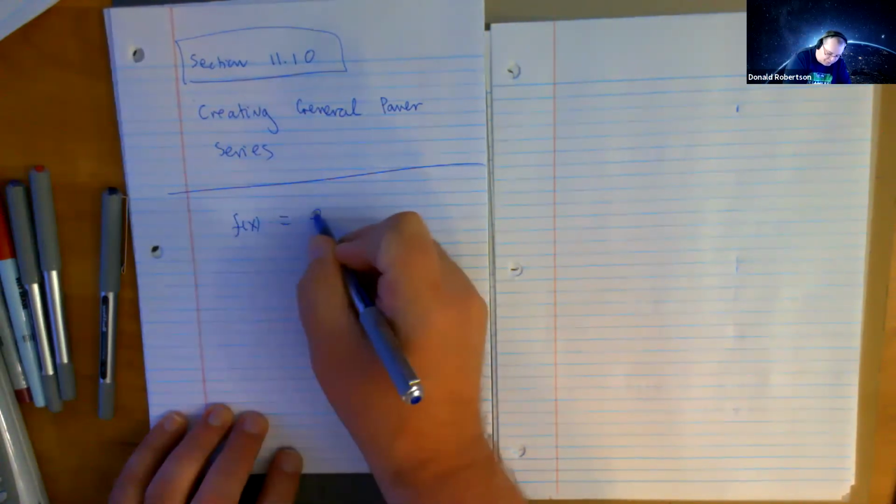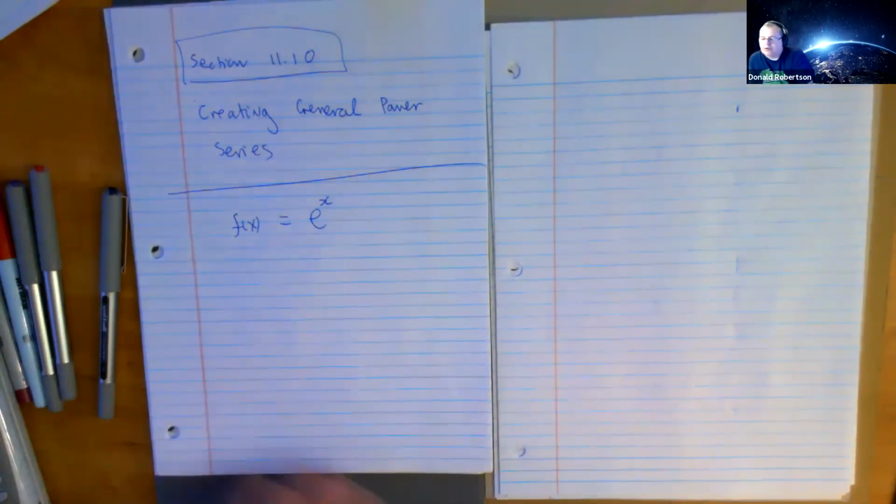Suppose I would like to get the power series for e to the x. I couldn't use 11.9 to do it. Would you agree there's not a fraction in the world, a rational function in the world, that you could integrate or differentiate that would get you e to the x? There's not a substitution that you could do in a rational function that would do that. So we're kind of stuck.